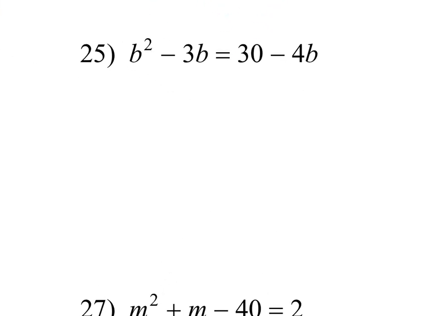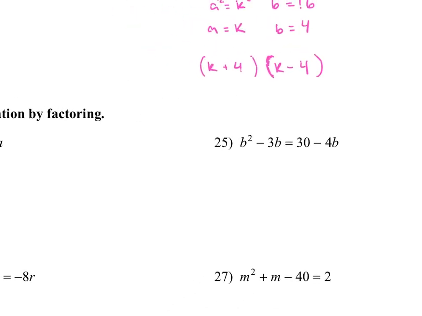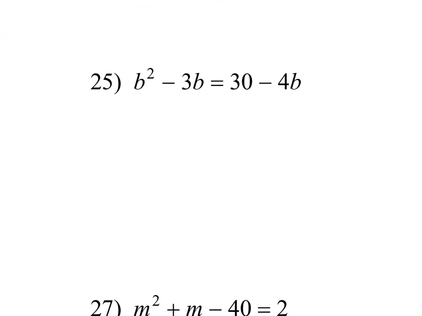Add 4b. So remember, we always want it to be equal to 0 when solving. So we're going to add 4b, and we need to subtract 30. So 4b gets combined with the negative 3b. So we have b squared. What's negative 3 plus 4? 1. So plus 1b minus 30 equals 0. What are 2 factors of negative 30 that add to 1?